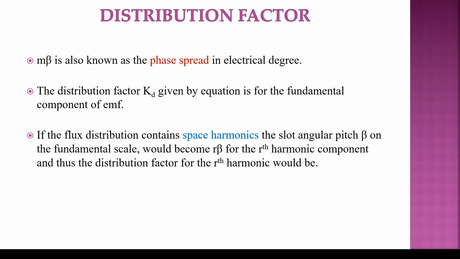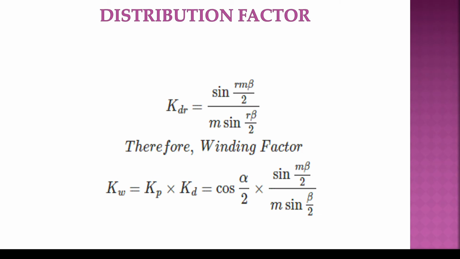The distribution factor KD given by this equation is for the fundamental component of EMF. If the flux distribution contains harmonics, the slot angular pitch beta on the fundamental scale would become R beta for the rth harmonic component, and the distribution factor for the rth harmonic will be KDR equal to sin R M beta by 2 divided by M sin R beta by 2. Same as what we have done for pitch factor, we multiply by R for the rth harmonic.